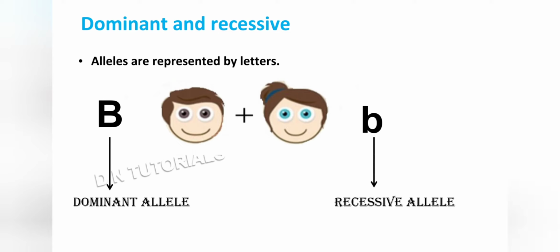So the combination of the alleles in the offspring would be capital B and small b. Since brown eye color is dominant, it can be seen in the offspring. That means a dominant allele is always expressed.